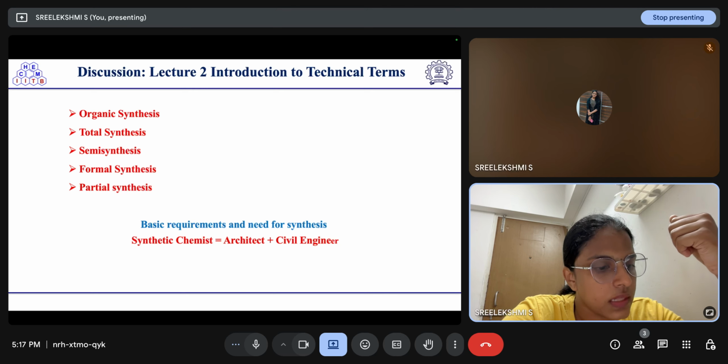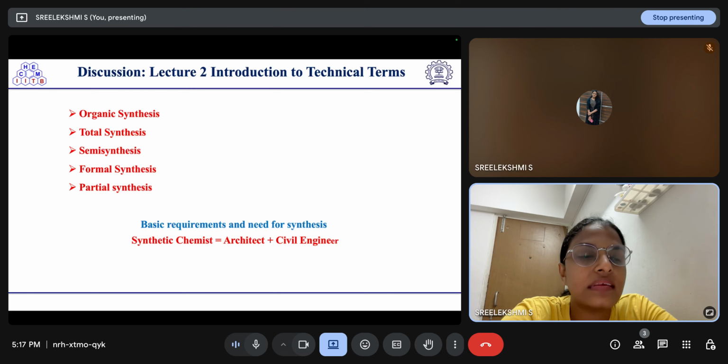Then, what is the need for synthesis? It means we need to discover new chemistry, of course. And of course, after completing a natural product, the amount of scientific excitement and satisfaction that we get is out of the world.